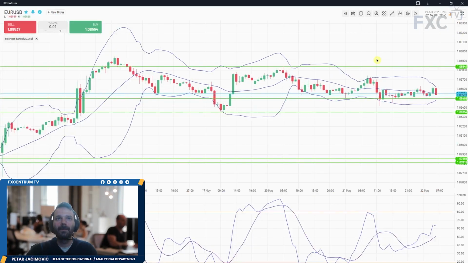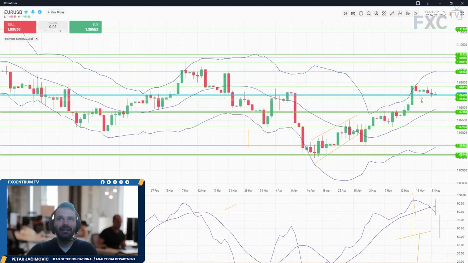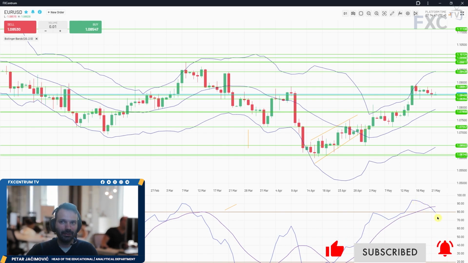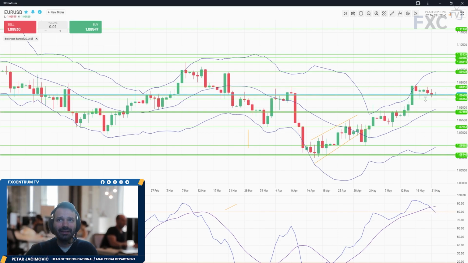Now, euro dollar. We didn't have an event for the euro this morning. We had a CPI in the UK, but here we can see that we had a fresh bear cross a couple of days ago. There was a fresh bear cross in the stochastic. The fast line went all the way to 90 plus, and then there was this sell cross. And we can see the market is trading in this tight consolidation.